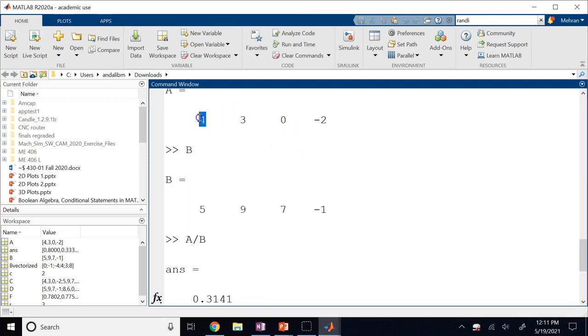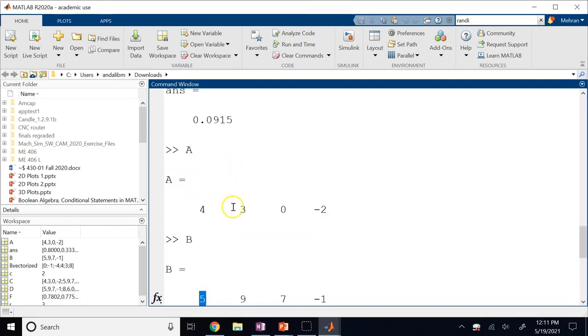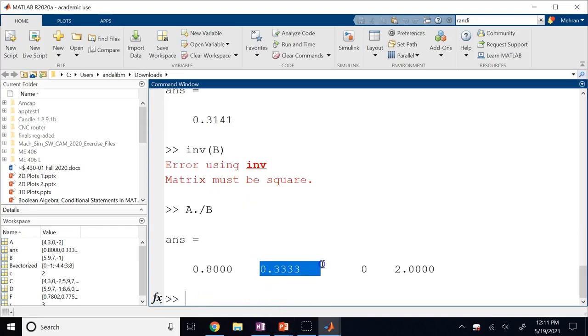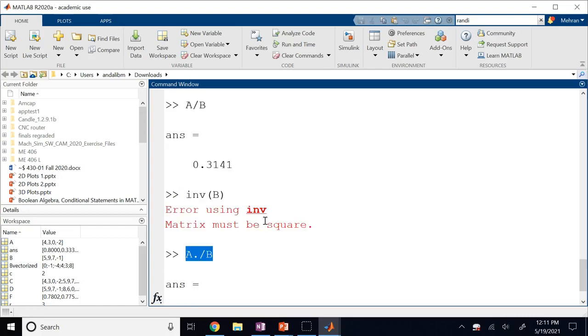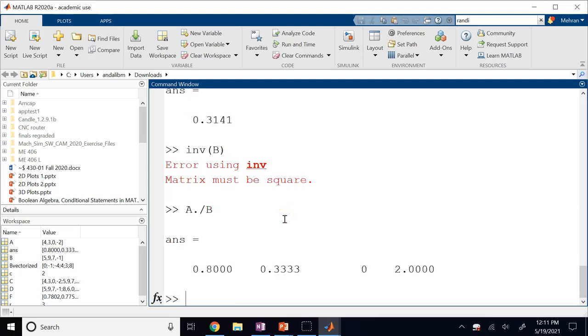Look, I'm dividing 4 by 5, I get 0.8. I'm dividing 3 by 9, I get 0.33. I'm dividing 0 by 7, and I'm dividing -2 by -1. So I can do the dot operation as long as the two vectors or the two matrices are the same size. But can I do something like this? This is quite interesting, isn't it? What happened here, I'll explain to you.